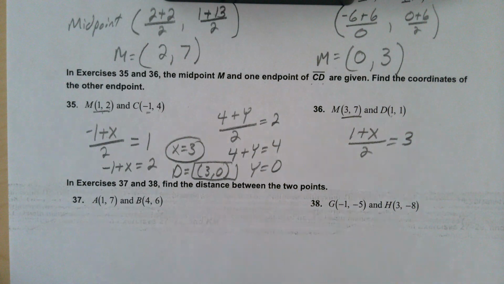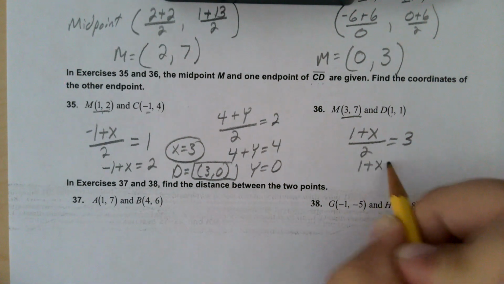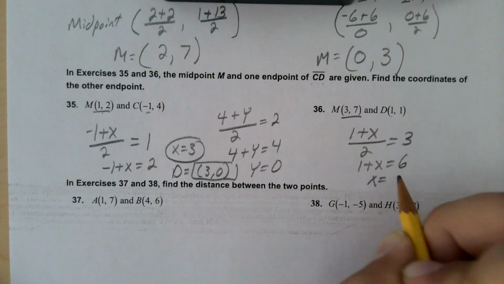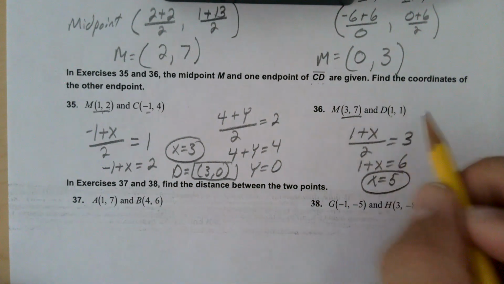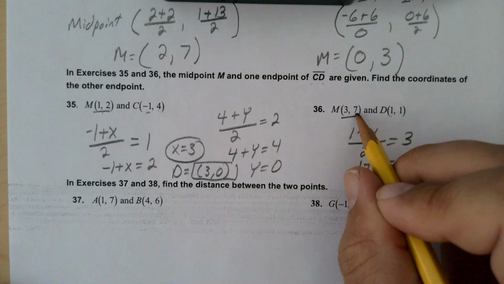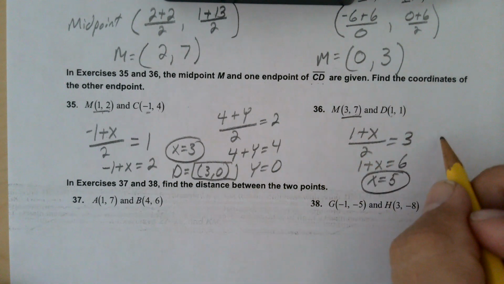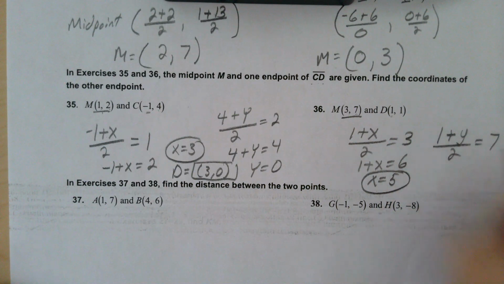Super easy equation. Take this times this, which is going to be a 6, and solve for x. I know x is going to be a 5. Then I look at my y values. For the y's, I am telling you the midpoint for the y is a 7. I give you one of the y values. I don't tell you the other, but I do know it has to equal 7. 2 times 7 is going to be 14. I subtract 1, and I get 13.